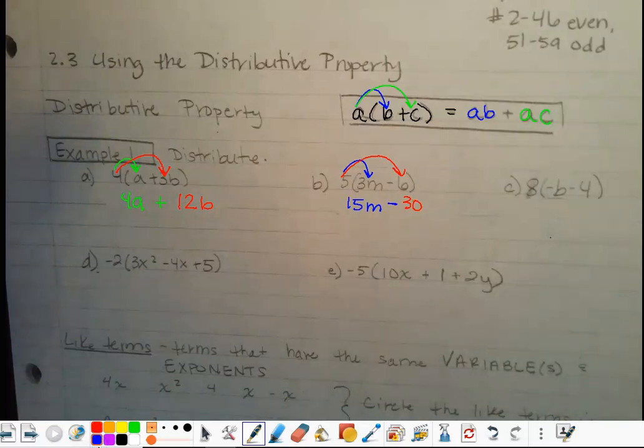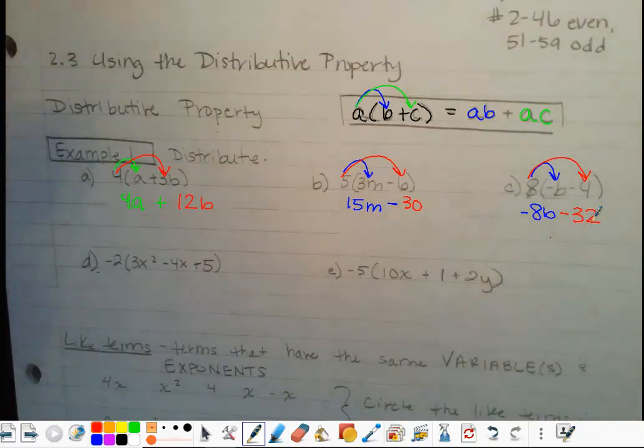Next up, C is 8 times the quantity negative B minus 4. So 8 times negative B is negative 8B. All right, and then we bring down the minus sign. 8 times 4 is, very nice, 32. So it's negative 8B minus 32.